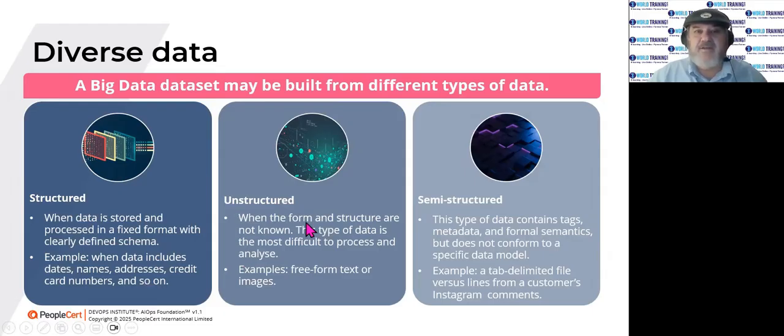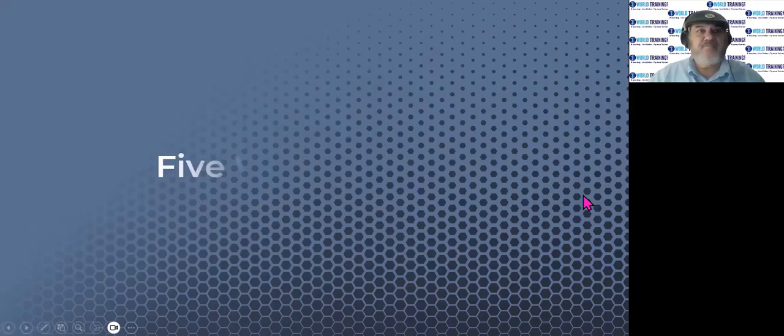Unstructured data is when the form and structure of the data are not really known. This type of data is most difficult to process and analyze. So you may have some free format text or images, for example. Semi-structured data contains tags, metadata, formal semantics, but doesn't conform to a specific data model. For example, a tab delimited file versus lines from a customer's Instagram comments, where you've at least got some metatags that you can use to categorize the data.